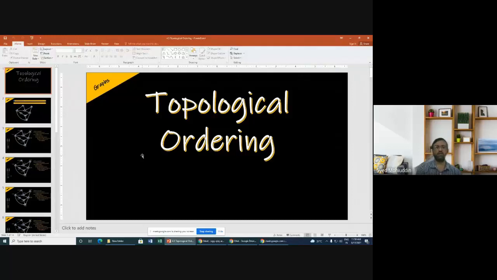We will proceed further with the next topic, that is topological ordering. This is also part of the graph itself. Now, some textbooks or authors call it topological sorting or topological sort. But anyway, topological ordering and topological sorting are the same. There's no difference between them. They are both the same.